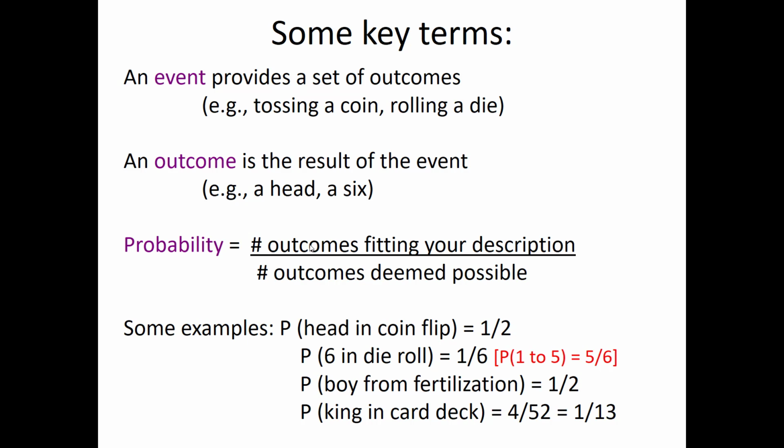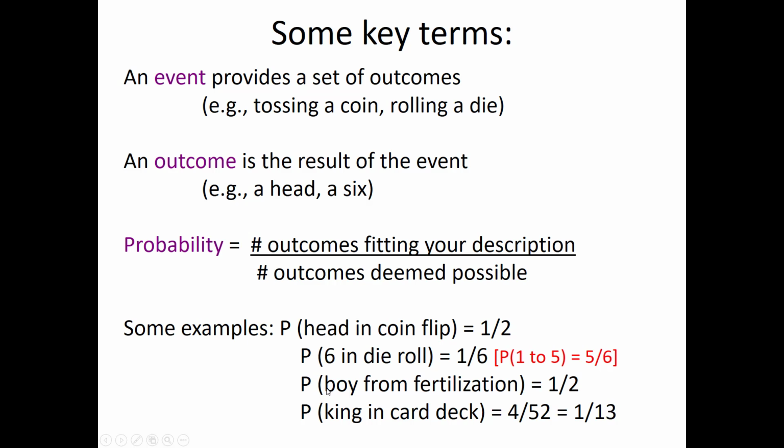that are considered possible. So if you're flipping a coin, what are the possible choices? You either have a heads or a tails. So the denominator in this case would be 2. If you want specifically a heads, which is the one fitting our description, then that's 1 out of 2. Similarly, if we're rolling a die, there were 6 possible outcomes. The one we're specifically interested in is rolling the number 6. So that's 1 out of 6.